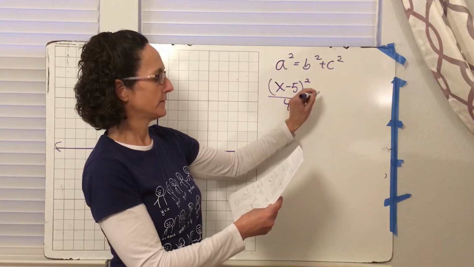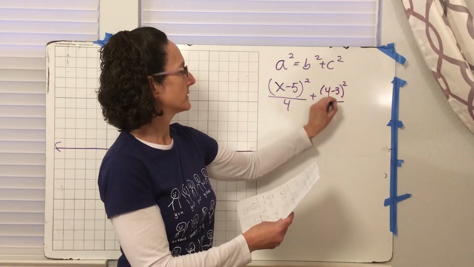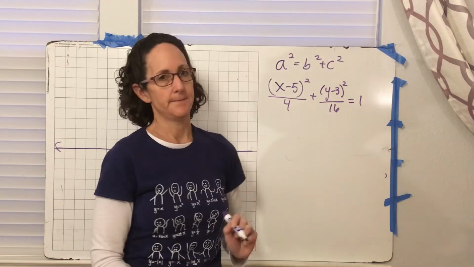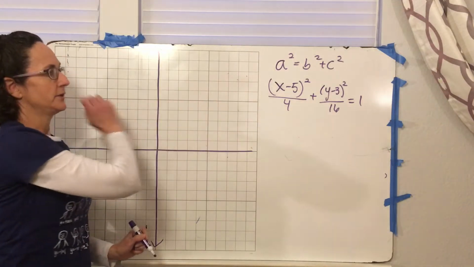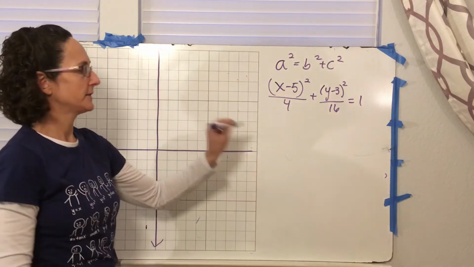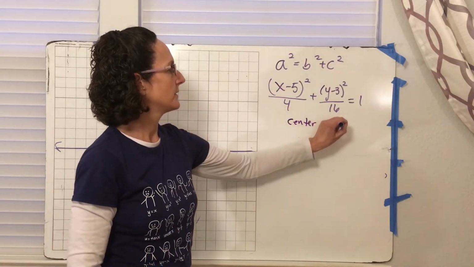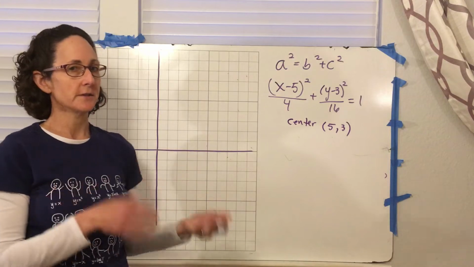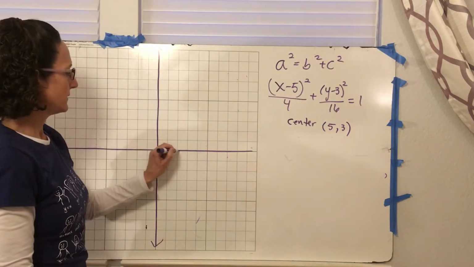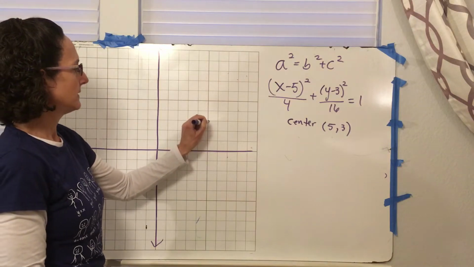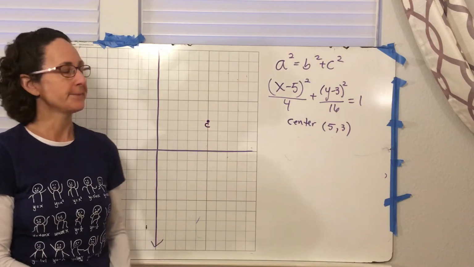(x minus 5) squared over 4 plus (y minus 3) squared over 16 equals 1. Draw yourself a grid like this. That's your equation, and this is what I want you to remember. First thing, find the center. The center is (h, k). They're the opposites, just like they were for the parabola. So go to your graph, 1, 2, 3, 4, 5, 1, 2, 3, and that is the center. You can label it with a little c if you want to.